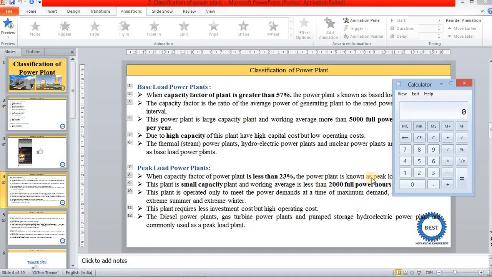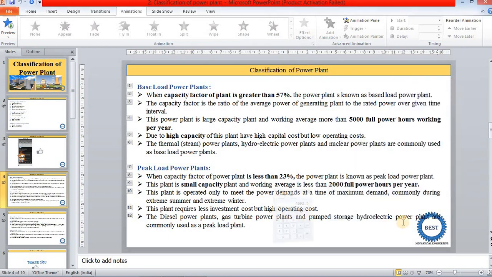In 1 day there are 24 hours, and in 1 year there are 365 days. So the total is 8760 hours in a year. Suppose we need to satisfy the condition of 57%, then we multiply the total hours by 0.57. We get the answer 4993.2, which is near 5000 hours. So if any power plant runs more than 5000 hours in a year, it is called a base load power plant.